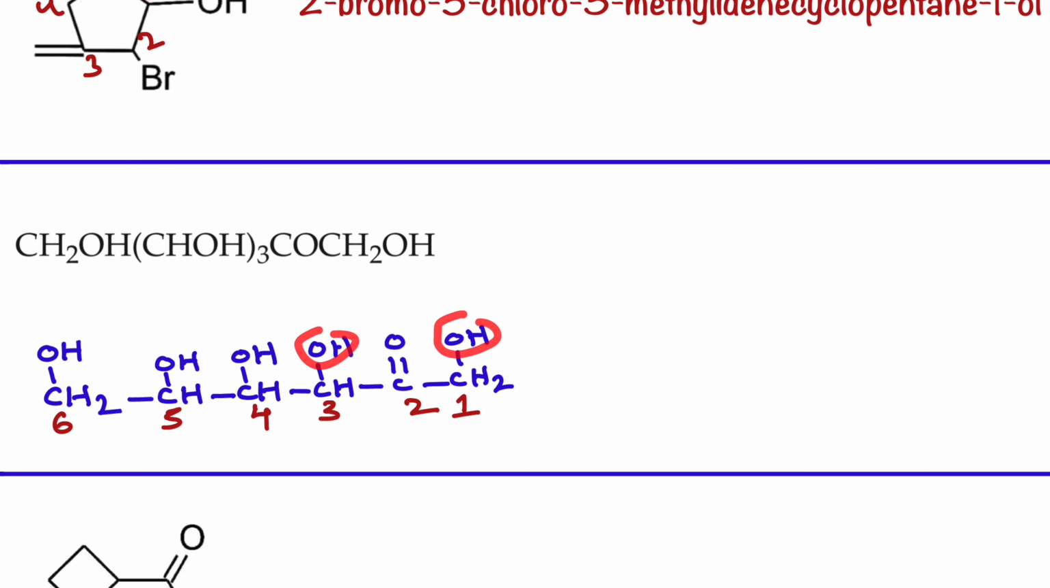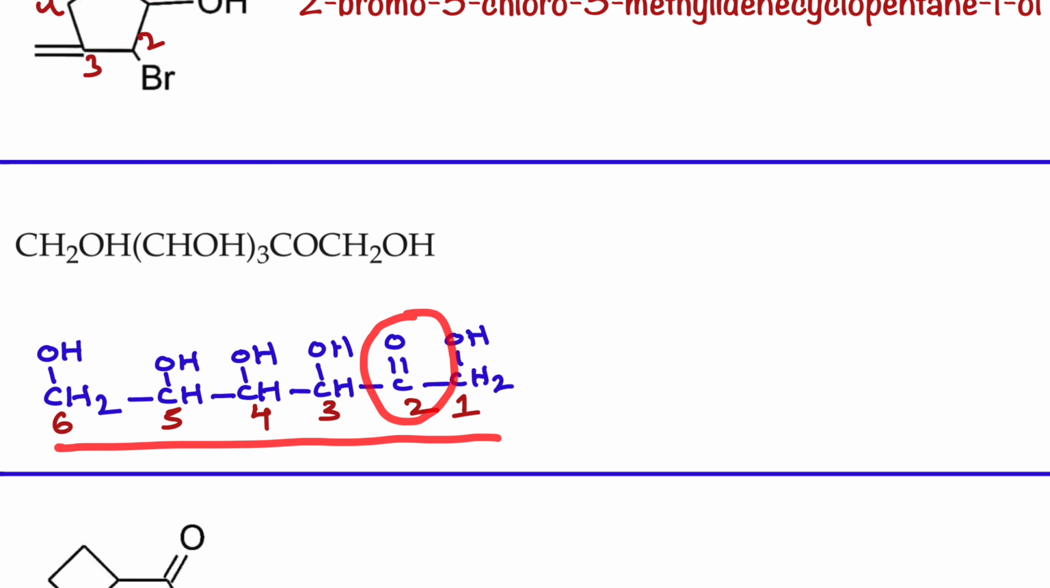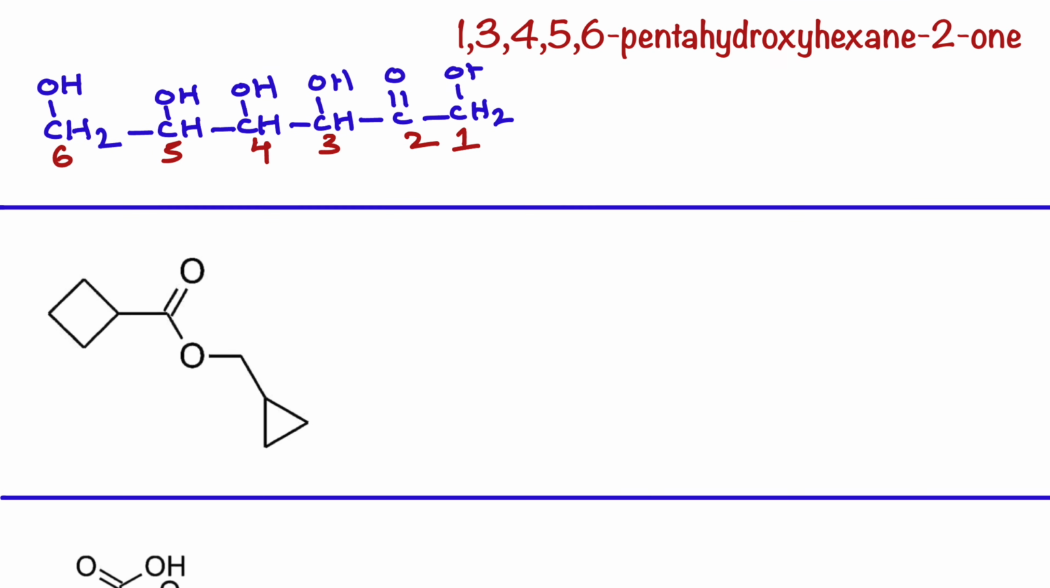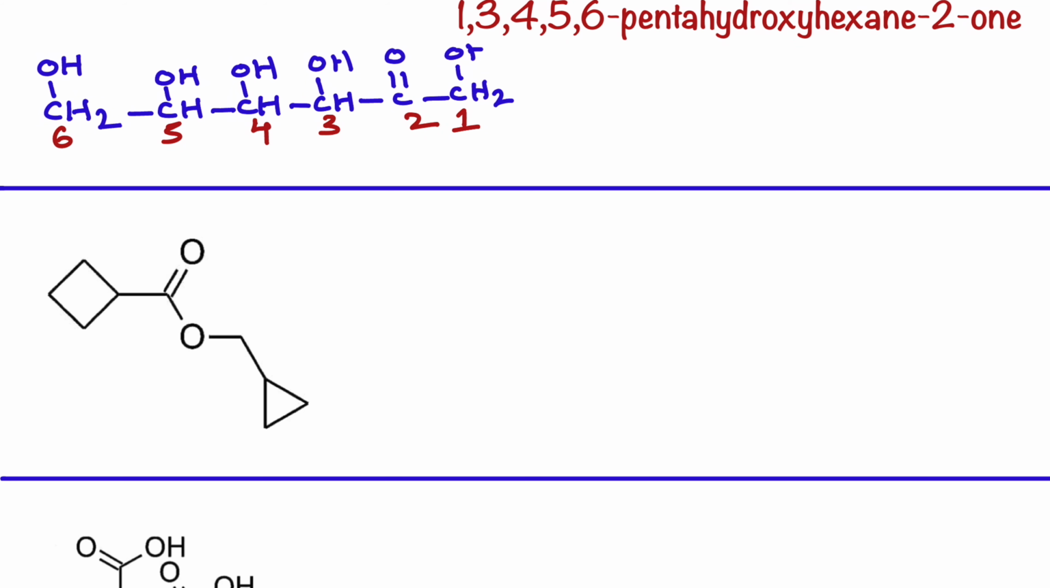Here these are all prefixes. Hydroxy, so 1, 3, 4, 5, 6-pentahydroxy, hexane-2-one. 1, 3, 4, 5, 6-pentahydroxyhexane-2-one. Next one we have ester functional group.